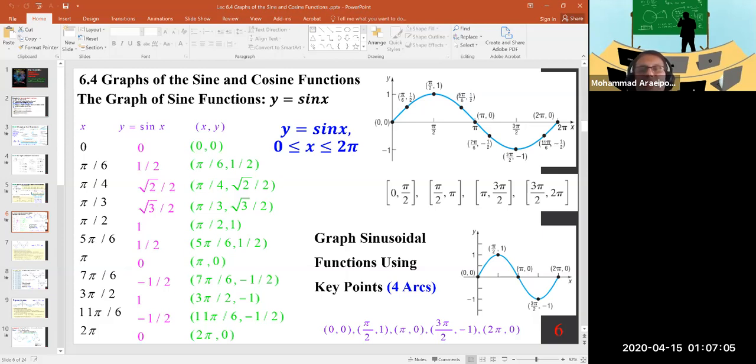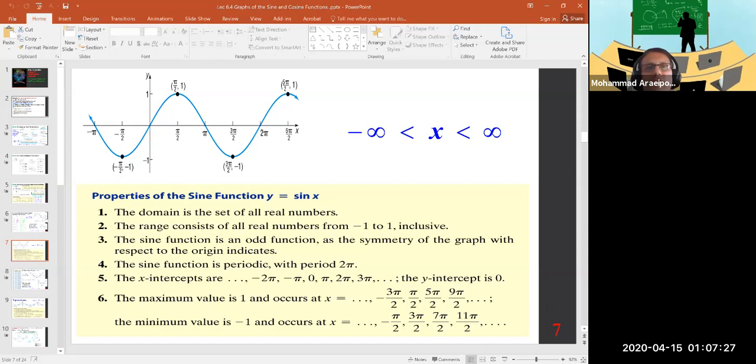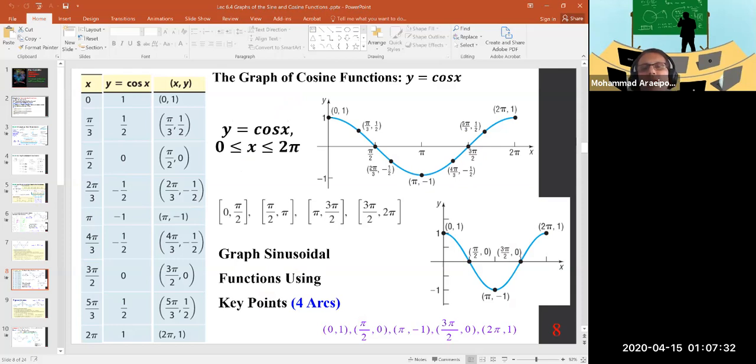One easy way to graph it is to cut the interval of 0 to 2 pi into 4 equal pieces, 4 sub-intervals, giving rise to 4 arcs, as we discussed last time. And we can graph it in this format. Cosine, the same thing, we cut it into 4 arcs, and we graph that one in the same format. That would be one easy way to handle sine and cosine functions and their graphs.